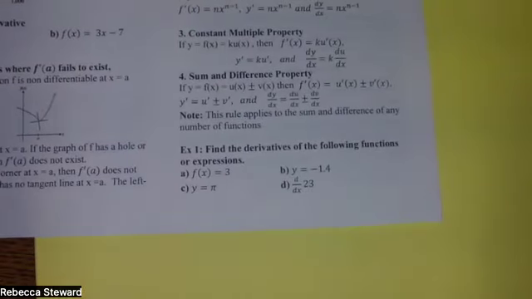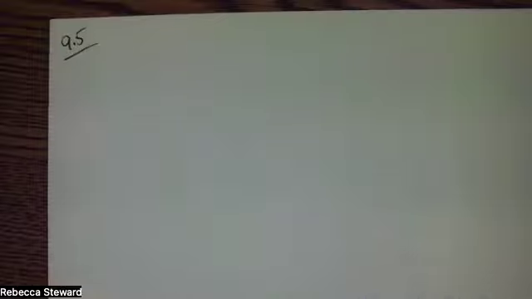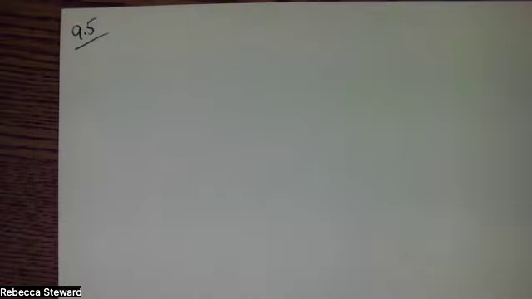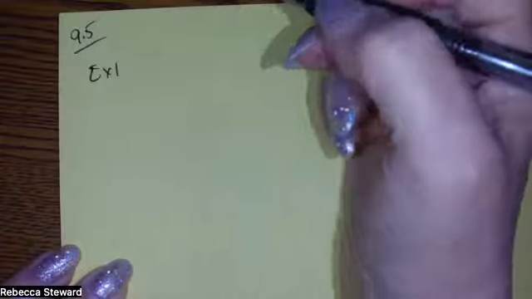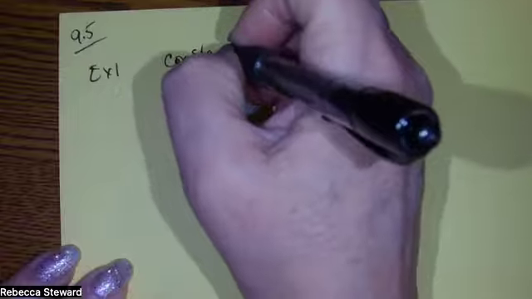All right, so let's get started. We're going to find some derivatives of the following functions or expressions. If you're in my class, in our current book we're looking at section 9.5, also known as differentiation. So for example 1, we are looking at constant functions.